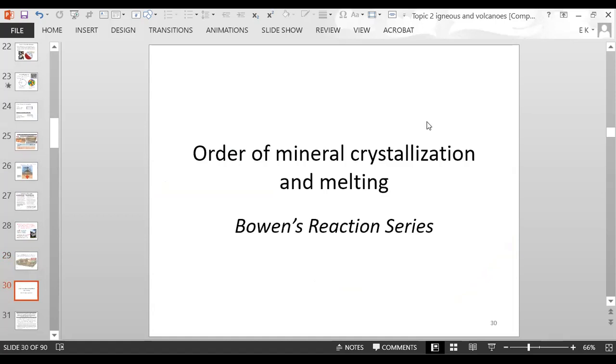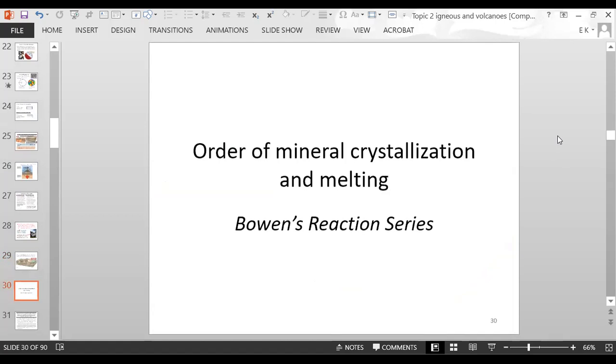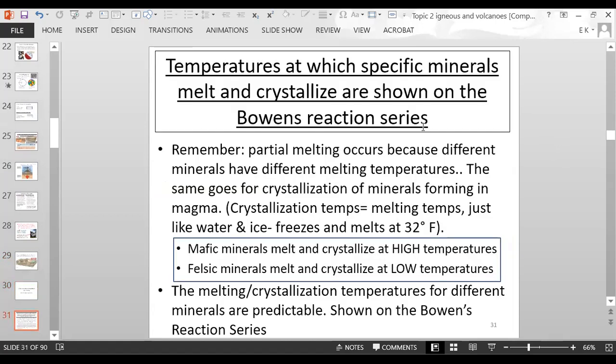So then we're going to get into the order of mineral crystallization and melting. And this is called the Bowen's reaction series. So the temperatures at which specific minerals melt and crystallize are shown on the Bowen's reaction series. So remember, partial melting occurs because different minerals have different melting temperatures. The same goes for crystallization of minerals forming in magma. So melting and crystallization are opposite, but it's going to occur at the same temperatures for specific minerals.